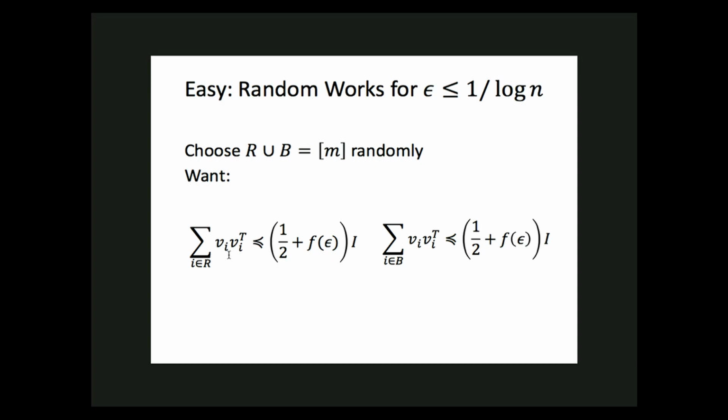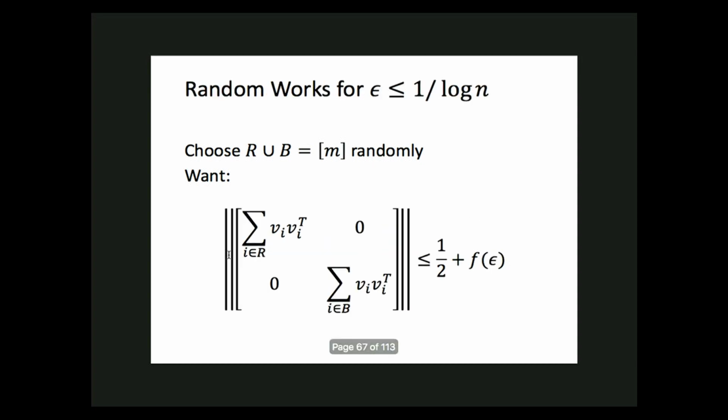So you choose a random partition. We want to show that the red eigenvalues are at most half plus some function of epsilon, and the blue ones are half plus some function of epsilon. So these are statements about two random matrices that are related to each other. So let's write this as a statement about one big random matrix.